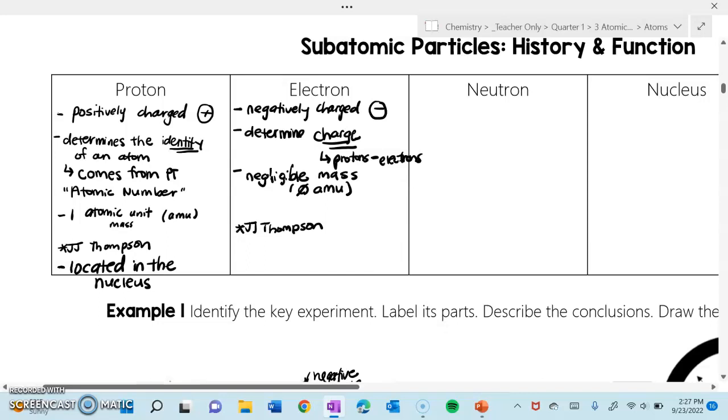the beam pulled towards the positive pole, showing there was a charged particle, which was negative, but because atoms are neutral, there also had to be positive particles inside of an atom to balance it out. The electron is not located in the nucleus. It is located in what we call the electron cloud outside of the nucleus.